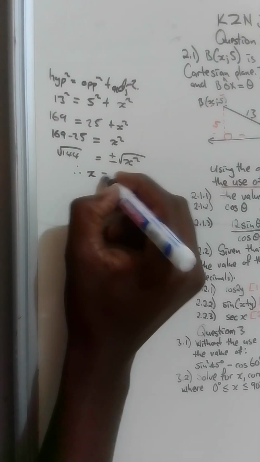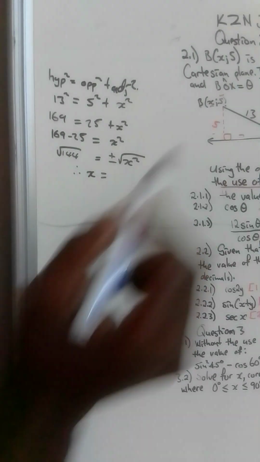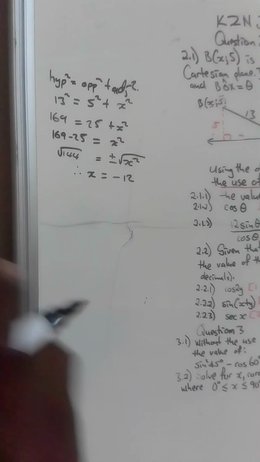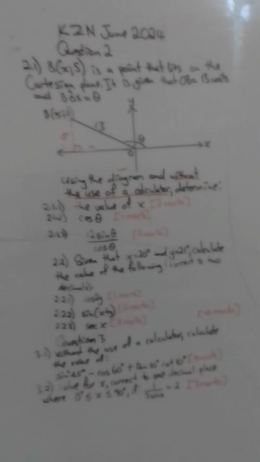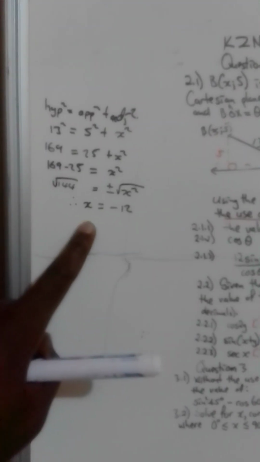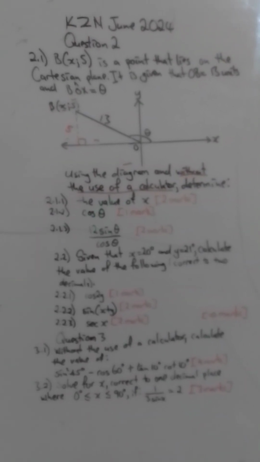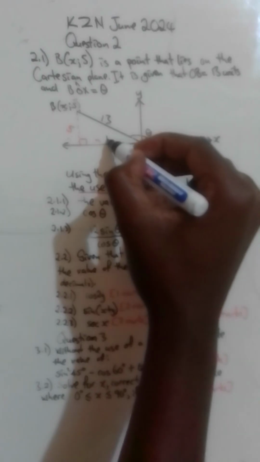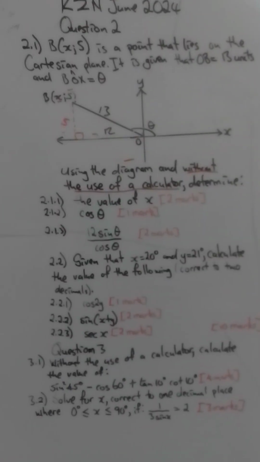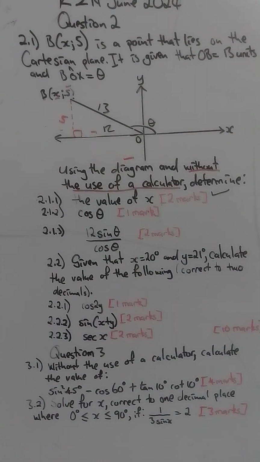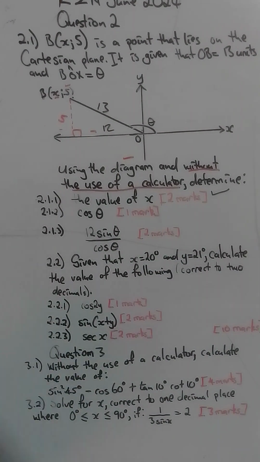Moving forward, we can conclude that therefore x is equal to, and since we know it's quadrant 2 and x in that quadrant is negative, we now say negative square root of 144 is 12. So our x is equal to negative 12. So here on this particular diagram, x is equal to negative 12. So now, they said to determine the value of x. That was the first question, and it had 2 marks. We are done. We found our x, that it is equal to negative 12.